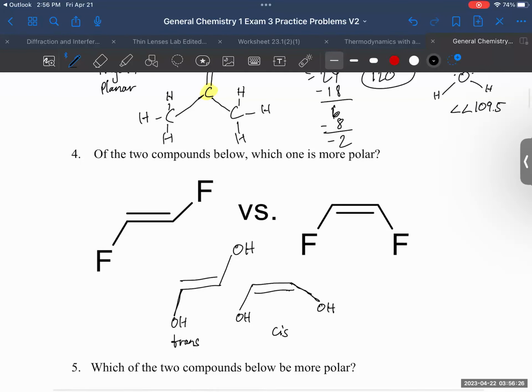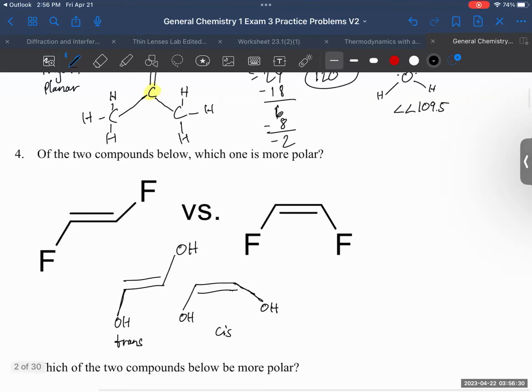Which one is more polar? One thing you need to know, not memorize, but if you understand this, then you're golden. Cis stuff is always more polar than trans. Can anybody give me a reason why that's the case? Why is cis always more polar than trans?